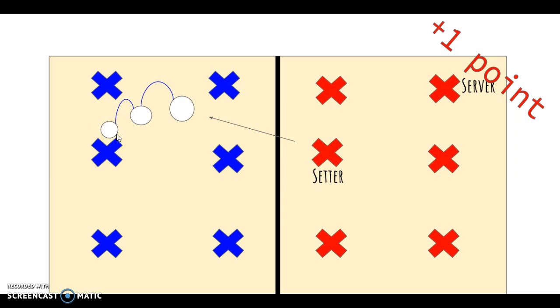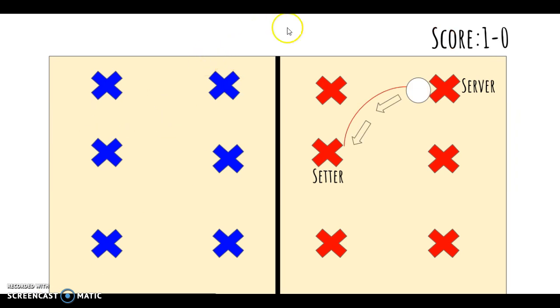So you can have 3 bounces total, but they have to go bounce, contact, bounce, contact, bounce, contact over the net on that 3rd contact. So anyways, this red team got a point because the blue team let it bounce 3 times without getting to the ball. So the red team's going to get the point. Up here you'll see the score. And they're going to get to serve again.